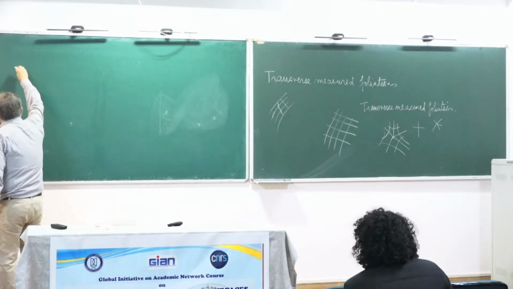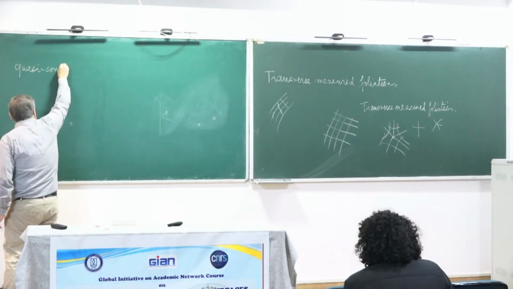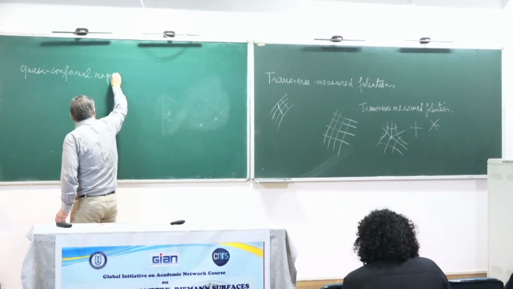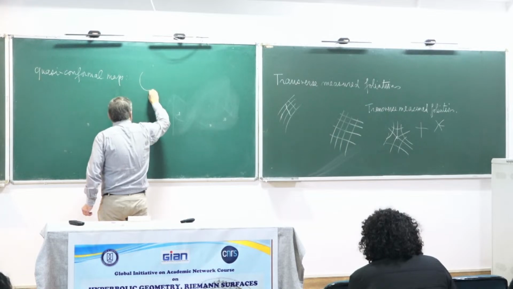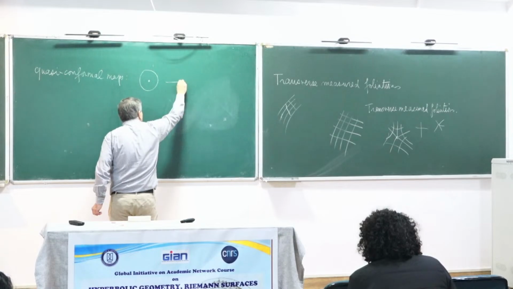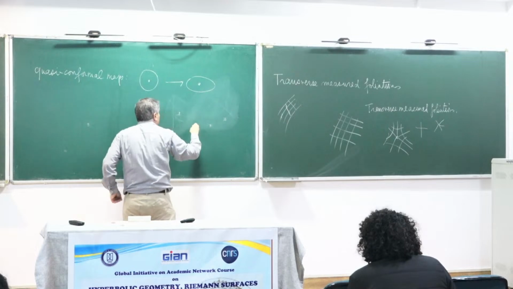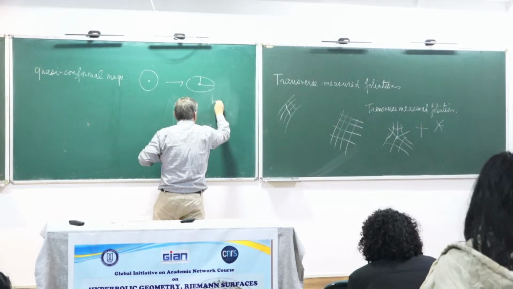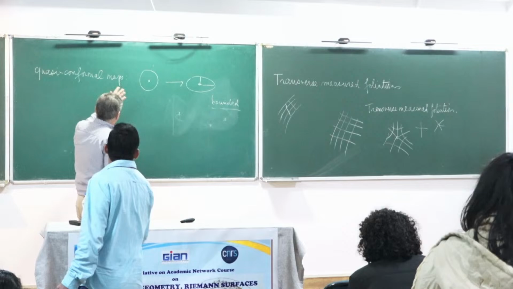We talked about quasi-conformal maps. These are the maps which send the local infinitesimal circles to infinitesimal ellipses, and this ratio here is bounded. This is the meaning of quasi-conformal.